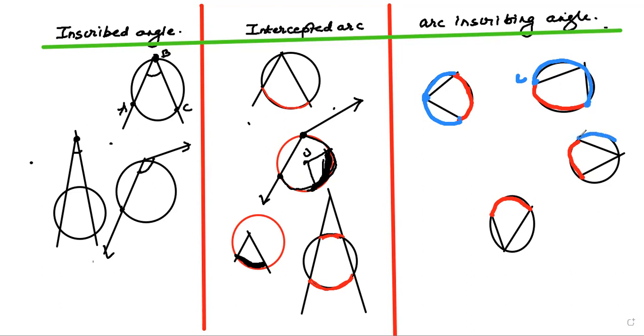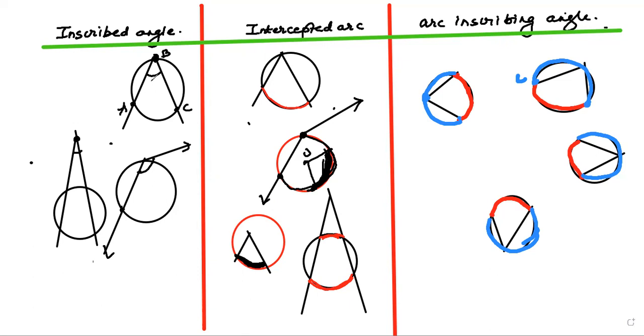This blue color arc is an arc inscribing an angle. The arc containing the inscribed angle is called an arc inscribing an angle.